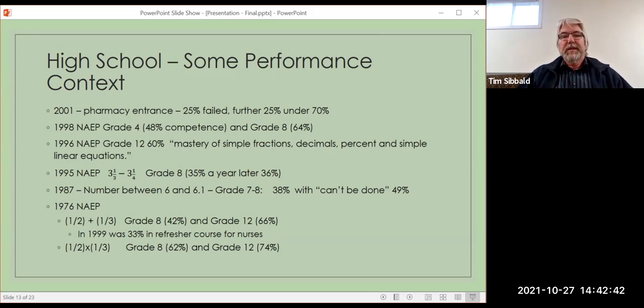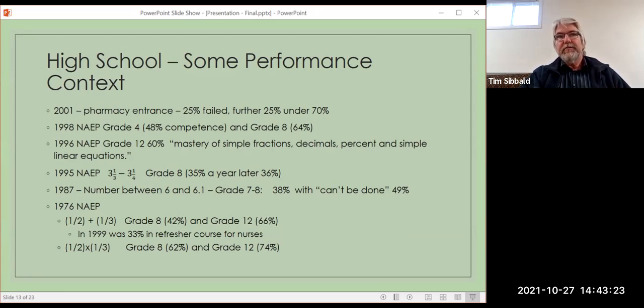In 1995, you had an assessment at grade 8 of 35%, 36%. Compare that to the 98 figure of 64%. That's a mixed fraction question, specifically in 1995, 3 1/3 minus 3 1/4. So the difference here may be that the overall emphasizes proper fractions. This is one of the challenges of these sorts of statistics. It doesn't parse out the specific kinds of fraction.